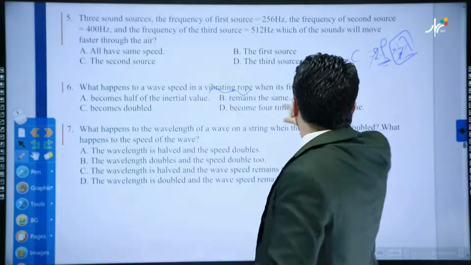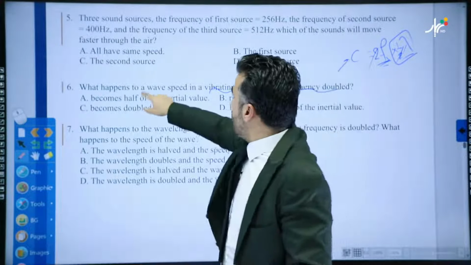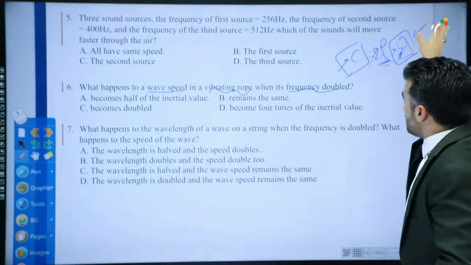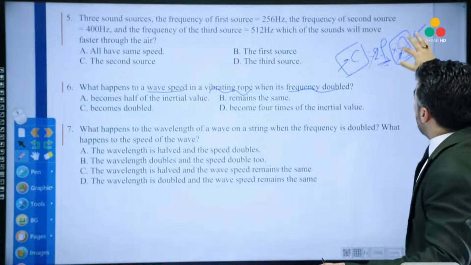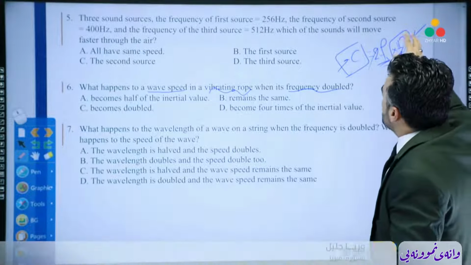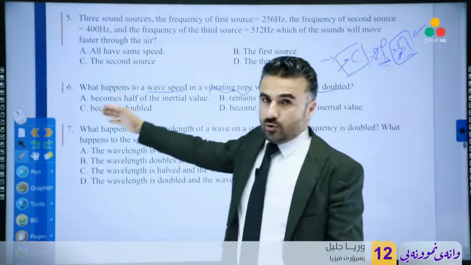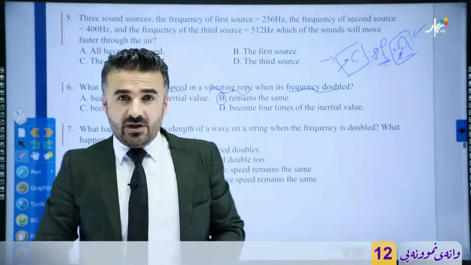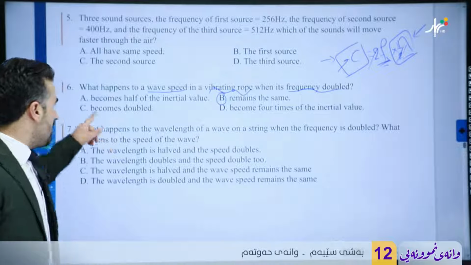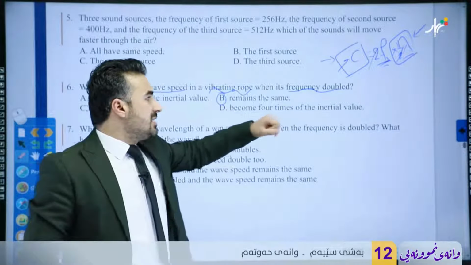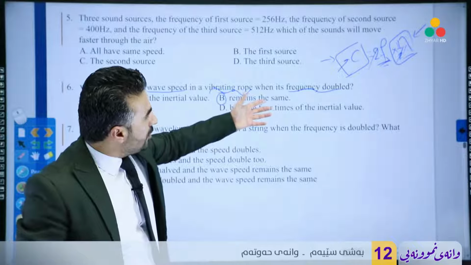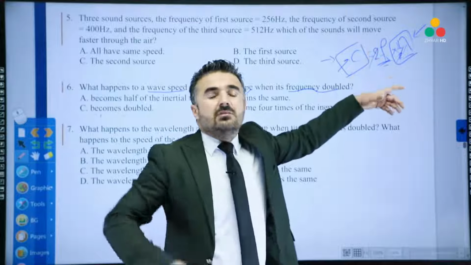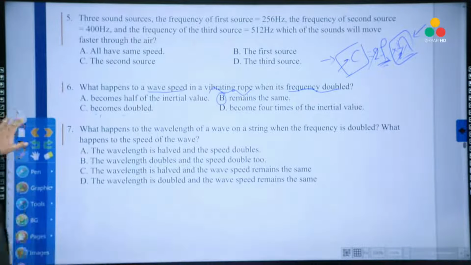It says, what happens to the wave speed, yeah? We said wave speed remains the same. The question is not about the wavelength, but we do know that the wavelength will become half because the frequency is doubled, and the speed is the same. So let's see which one of the options this is. It says B, remains the same. That is the correct one, but of course you gotta keep reading all the options. Becomes doubled? No. Becomes 4 times? No, these are incorrect. The correct one, remains the same, because it is the same medium. It's just one rope, still in the same medium.